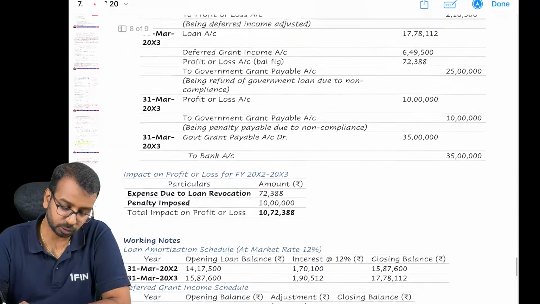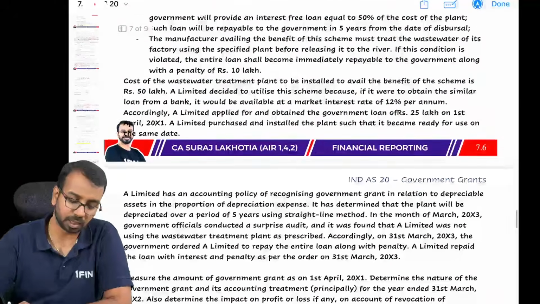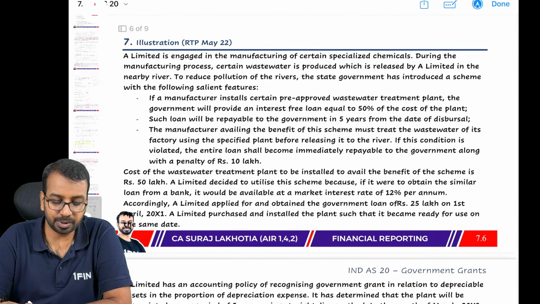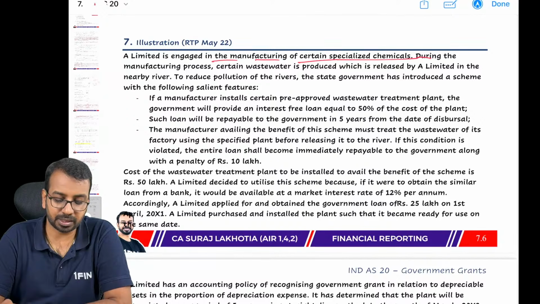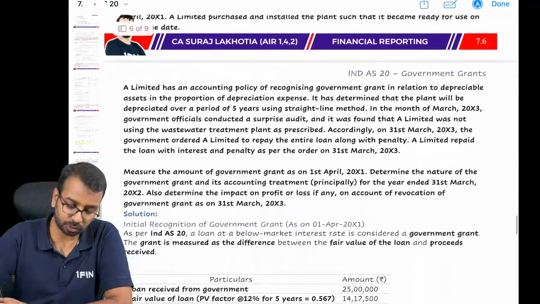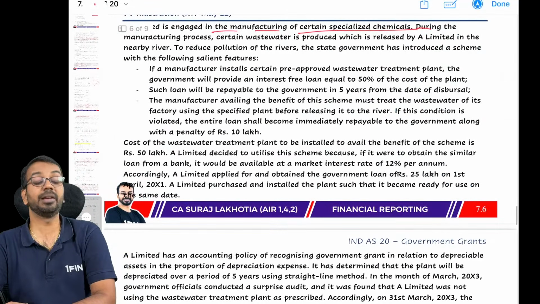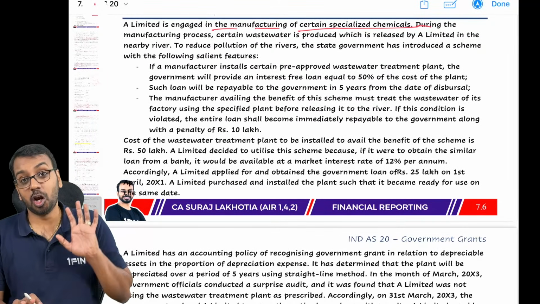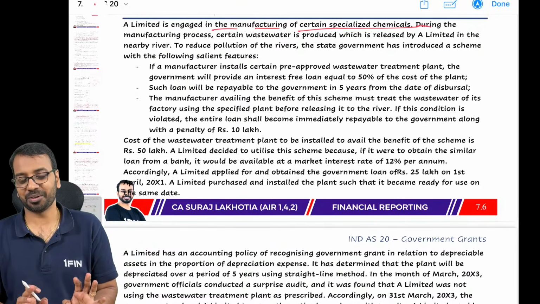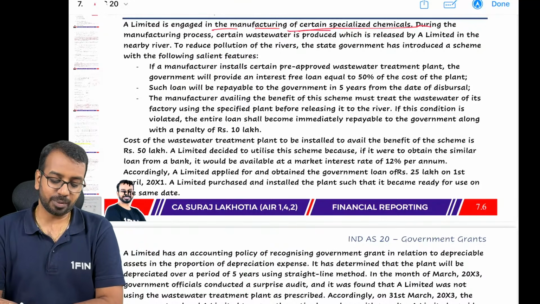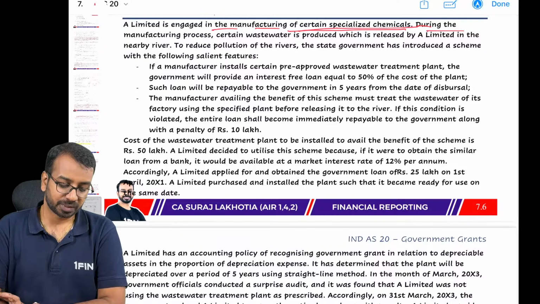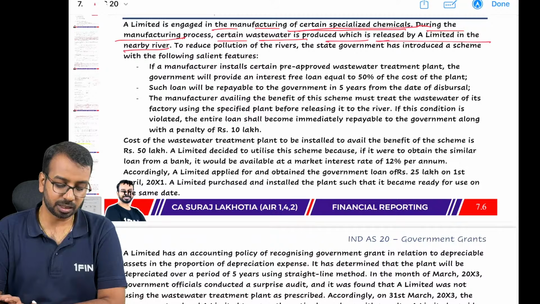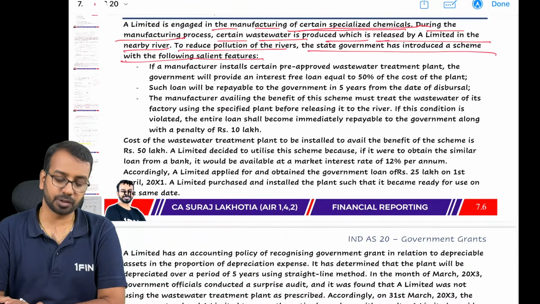So this is similar to what we had done earlier, this question. A Limited is engaged in manufacturing of certain specified chemicals. Now see, if you look at the question, you will feel, wow, such a long question, will we be able to handle it? Have patience. Generally, my experience has been longer questions are easier to solve. Engaged in manufacturing of specialized chemicals. During the manufacturing process, certain wastewater is produced which is released by A in the nearby river. To reduce the pollution, the state government has introduced a scheme with the following features.